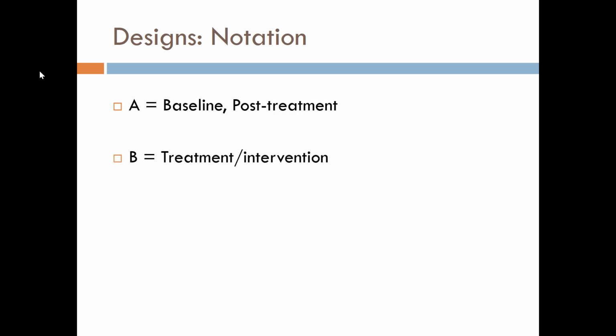But B refers to the actual treatment and the intervention. So it's kind of like, here it is. The A is like the O's and the B is like the X. O's refer to observations, in this case we're using the letter A, and X refers to the intervention, and here B is referring to the intervention. If you see other letters like C or D, those refer to other treatments that are being studied in the single case design.